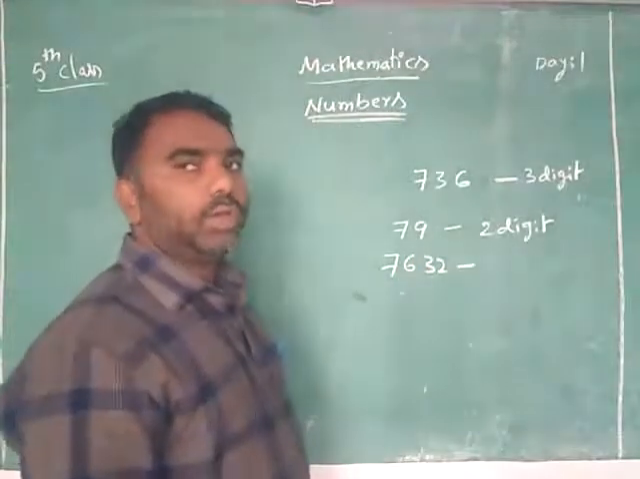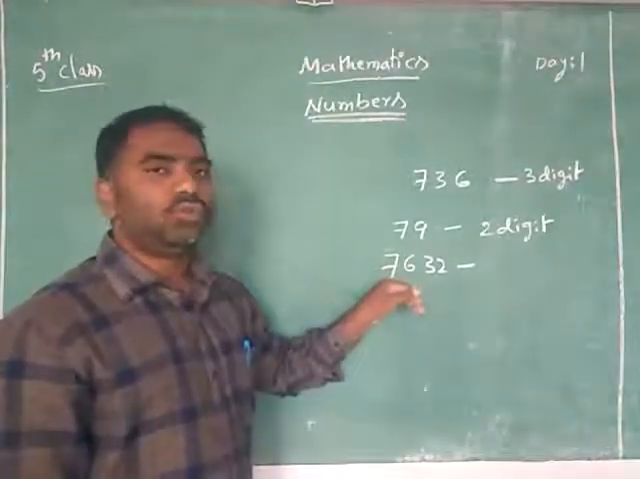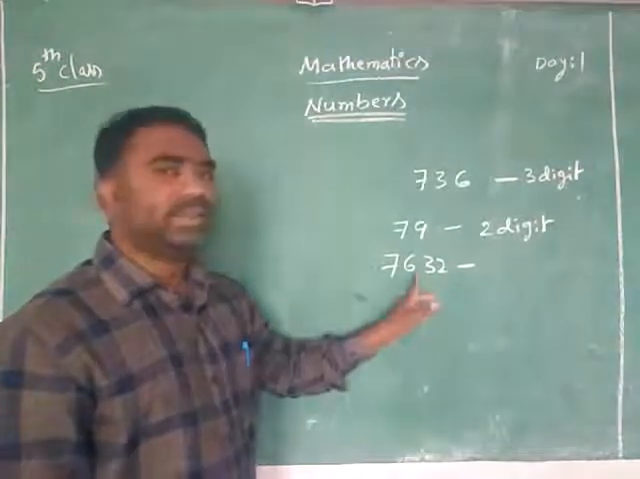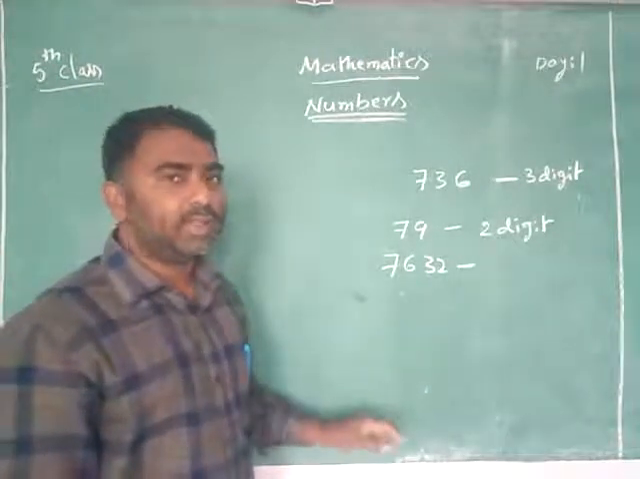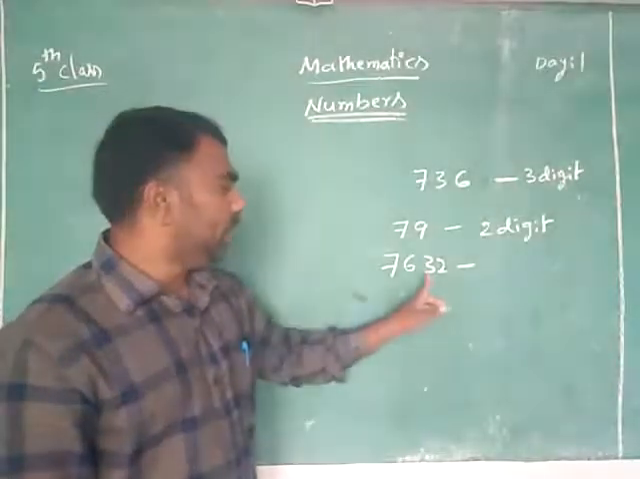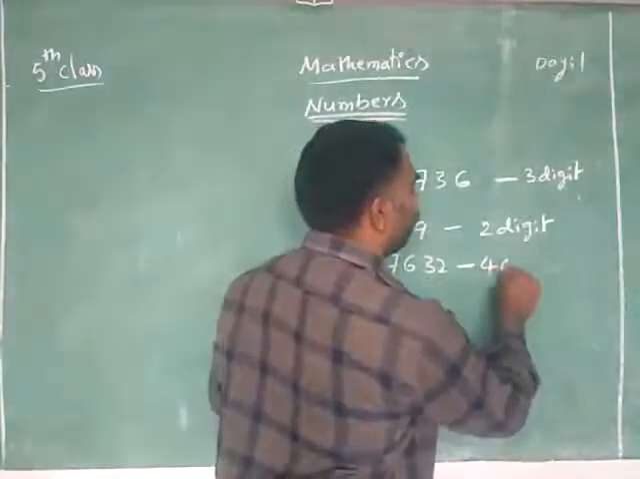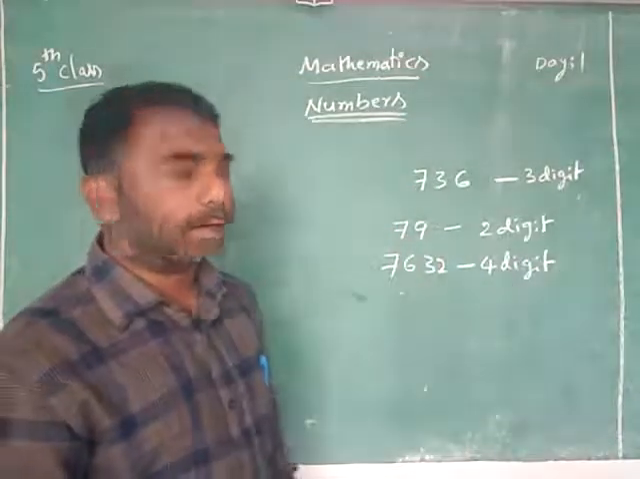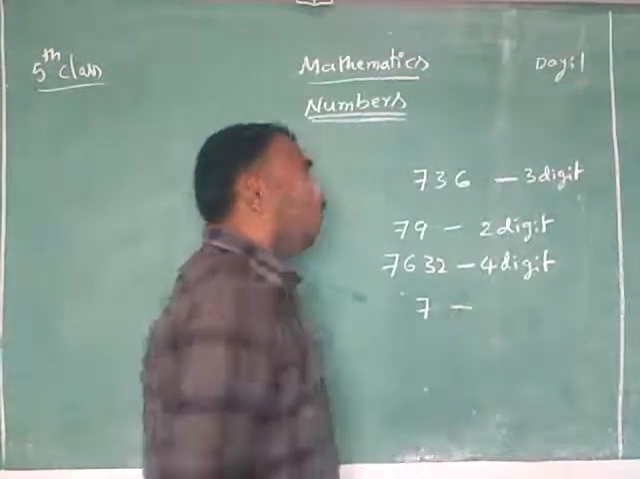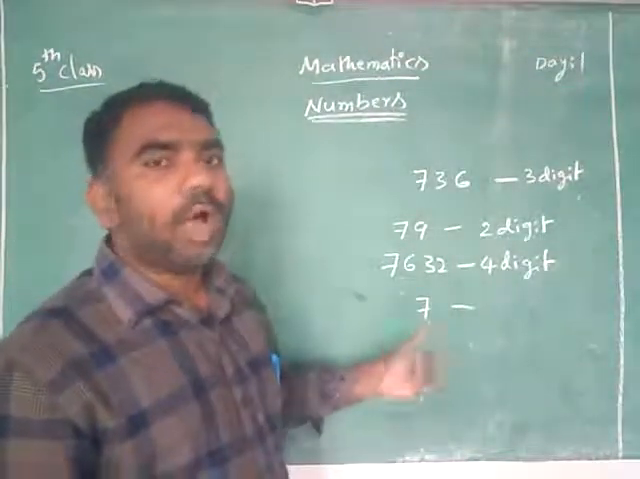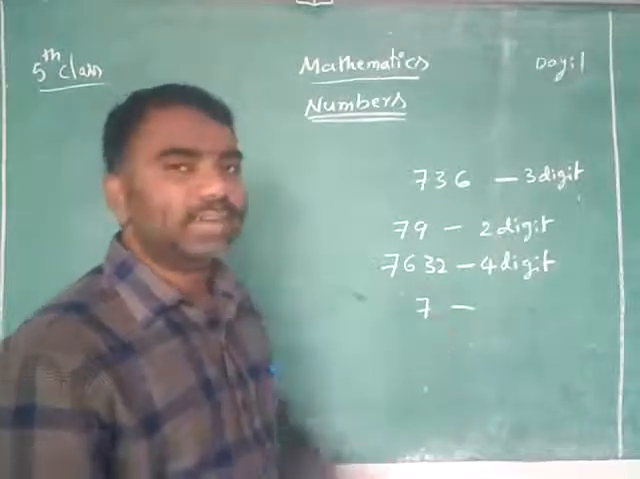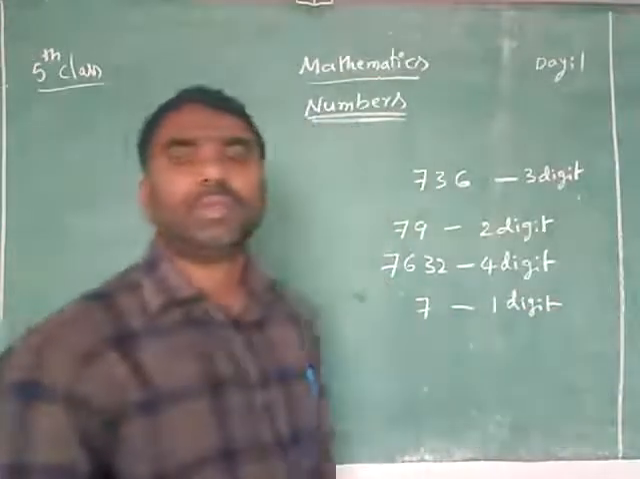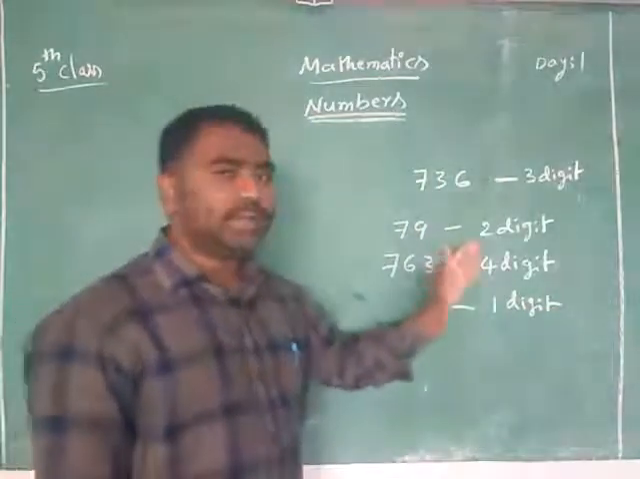I have written one more number on the board like this. What is this number? You will read that it is 7632. How many digits are there in this number? 1, 2, 3, 4. You will say this is a 4-digit number. I have written another number: 7. How many digits are there in that? Only one digit. That's why this is called a 1-digit number. Like that, you can say how many digits a number has.